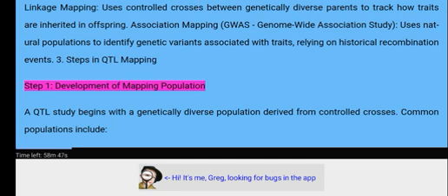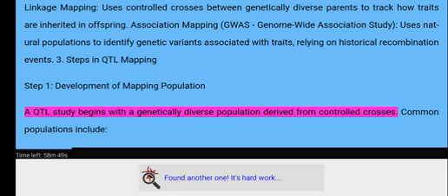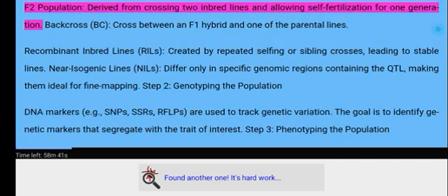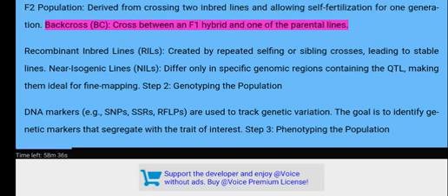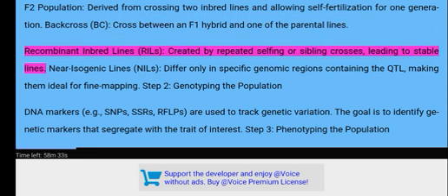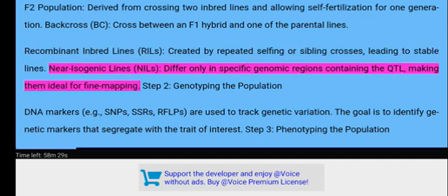3. Steps in QTL mapping. Step 1. Development of mapping population. A QTL study begins with a genetically diverse population derived from controlled crosses. Common populations include the F2 population, derived from crossing two inbred lines and allowing self-fertilization for one generation. Backcross (BC), a cross between an F1 hybrid and one of the parental lines. Recombinant inbred lines (RILs), created by repeated selfing or sibling crosses, leading to stable lines. Near-isogenic lines (NILs) differ only in specific genomic regions containing the QTL, making them ideal for fine mapping.